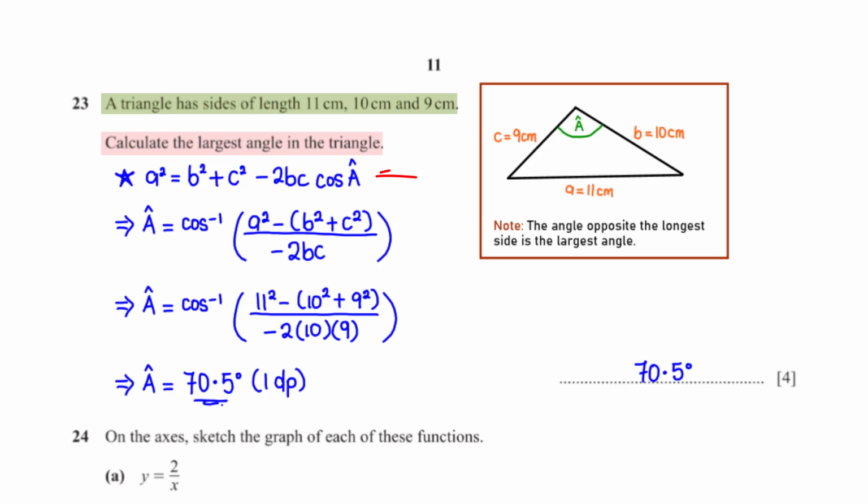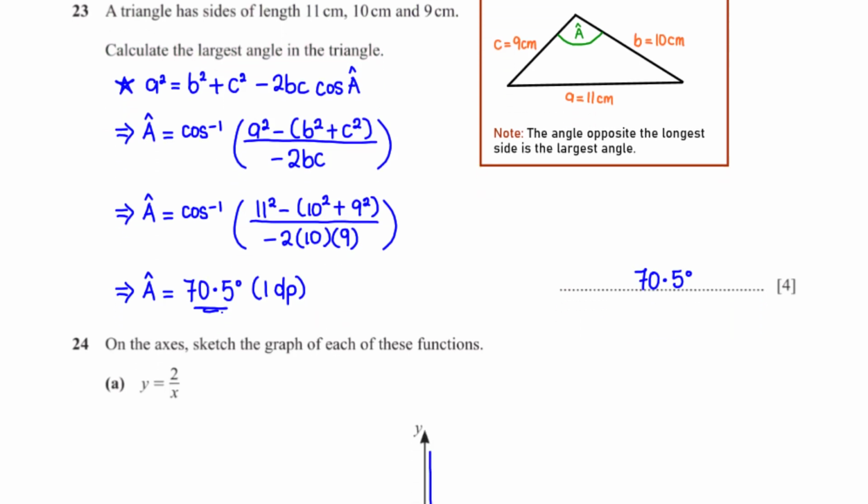By applying the cosine rule and making angle A the subject, we have cosine inverse of A squared minus the sum of B squared and C squared, divided by -2 times BC. A is 11, B is 10, and C is 9. When we type this into the calculator, we get angle A equals 70.5 degrees, correct to 1 decimal place.